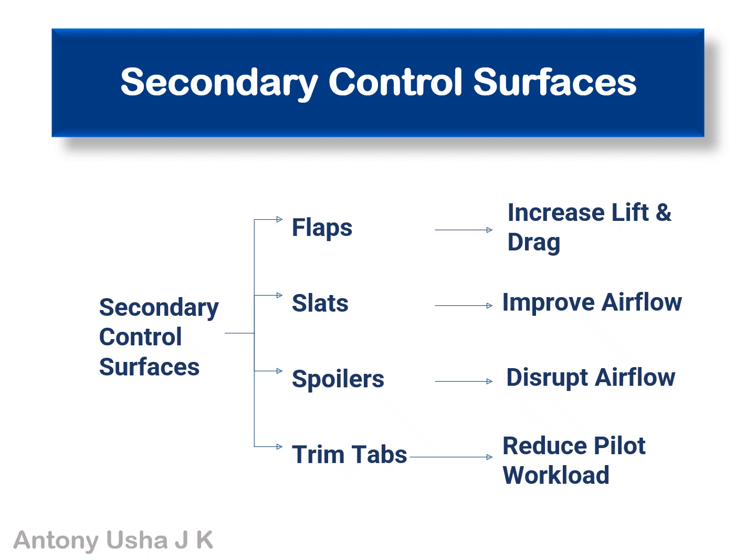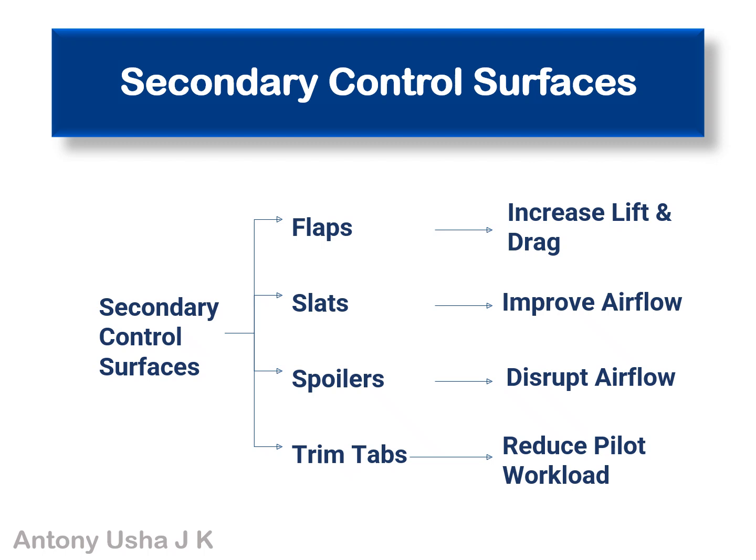Next, slats. Slats are positioned along the leading edge of the wing. They open up to allow airflow to remain attached to the wing at high angles of attack, improving lift and reducing the risk of stall during slow flight. So this allows improved airflow.